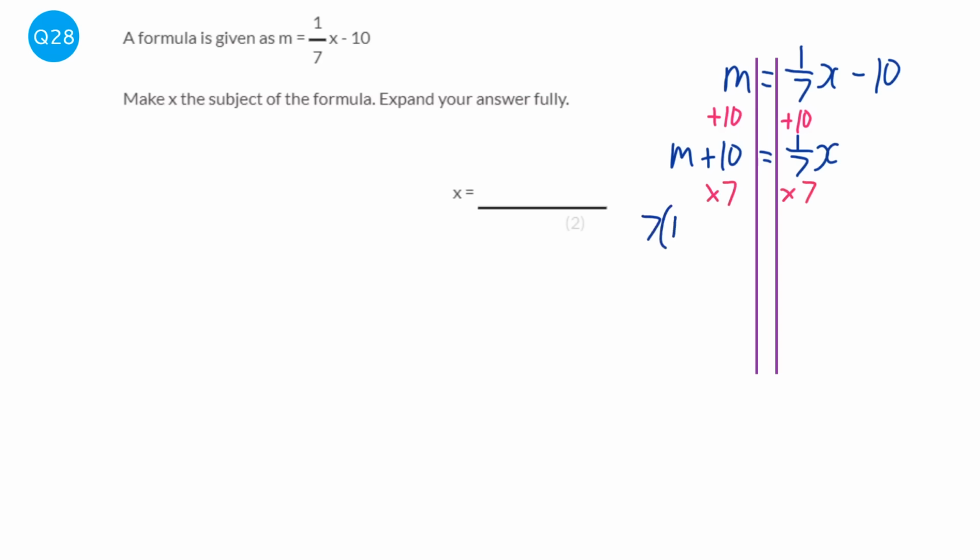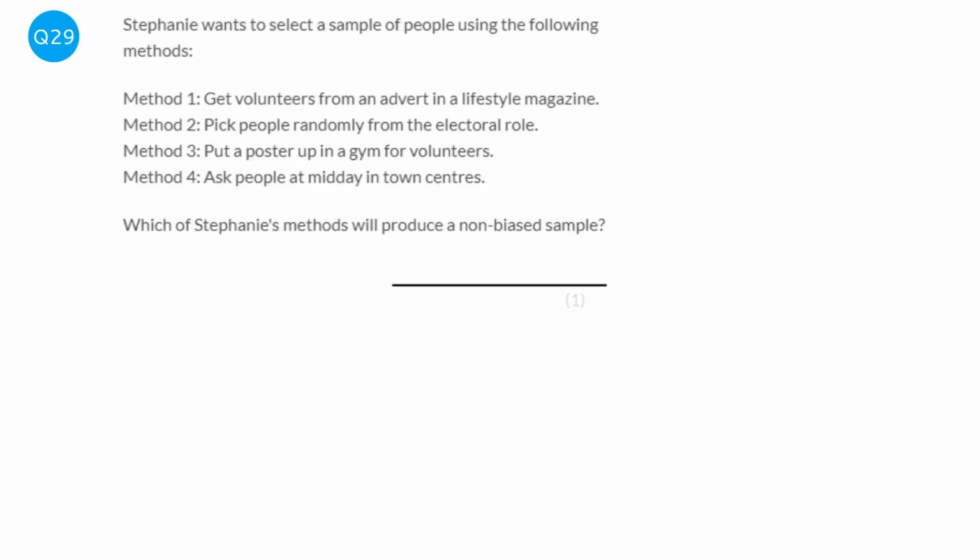So 7 brackets m plus 10 equals x. So x therefore would equal 7 brackets m plus 10, but it says to expand your answer fully, so we're just going to expand the brackets. 7m plus 70.